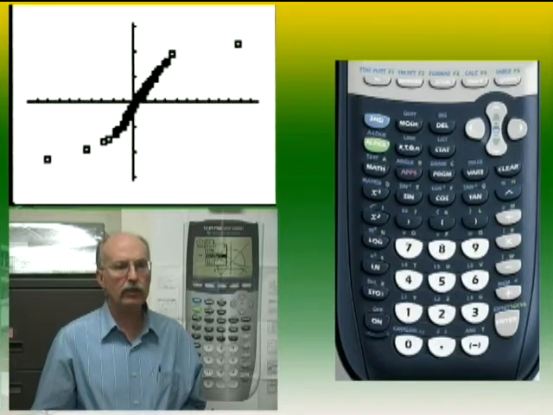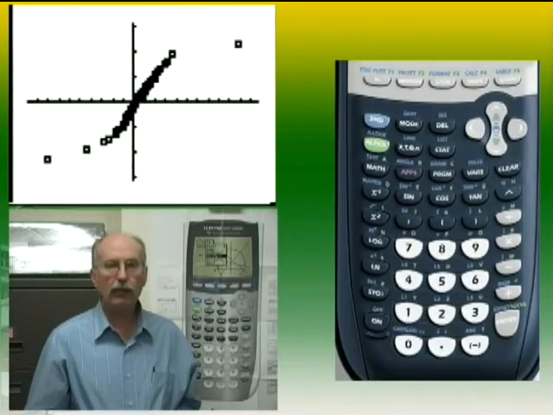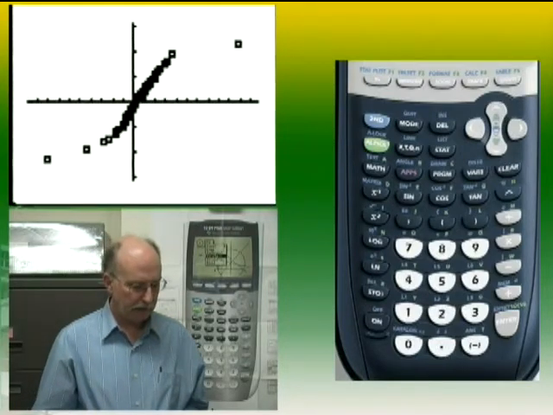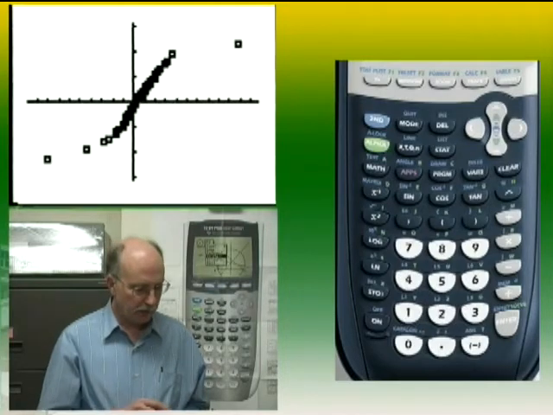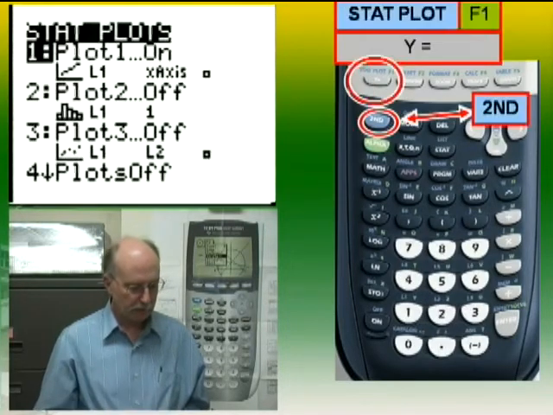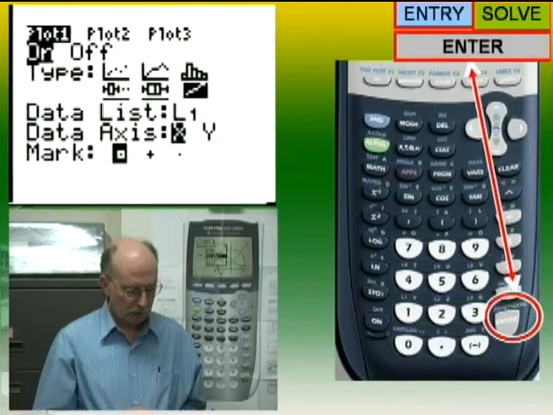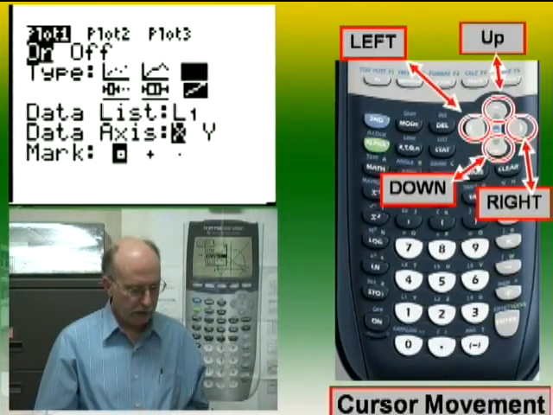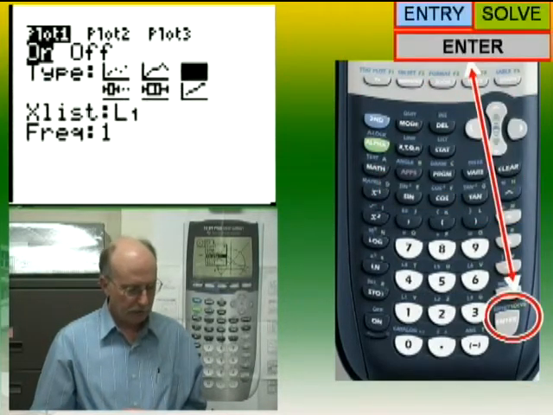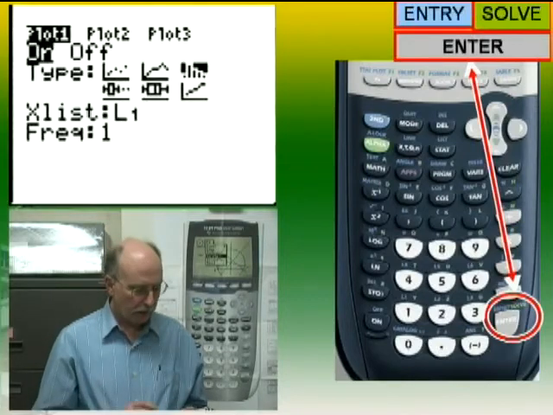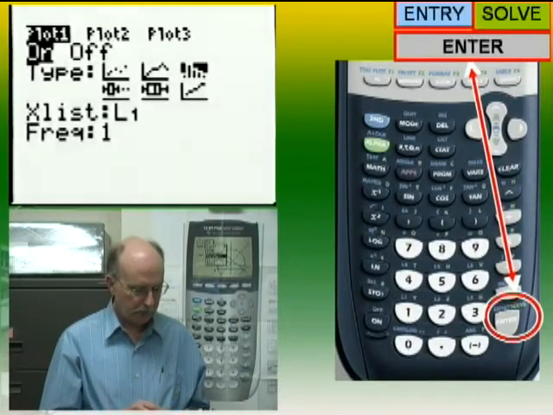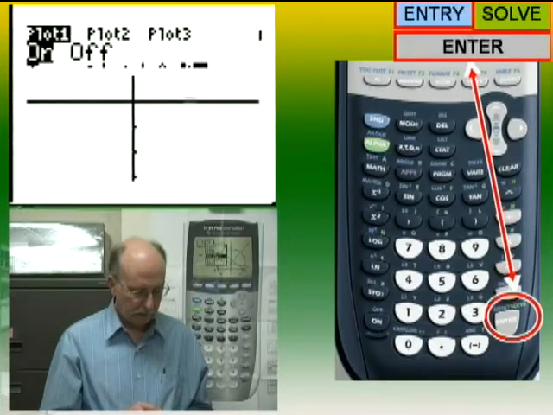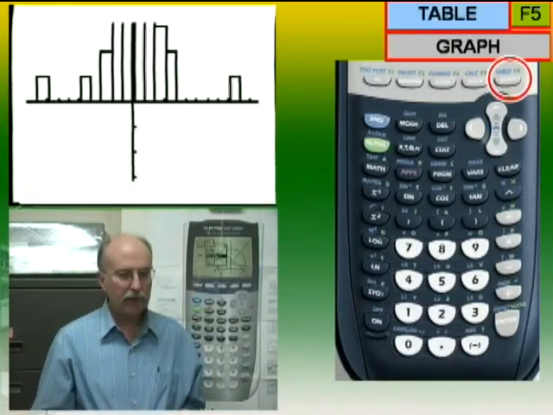Let's take a quick look and see if we can figure out. Let's go back to our probability histogram. We can do that with second stat plot. Hit enter for plot 1. We're going to scroll down and change it back to a histogram. And we'll do that graph of the histogram, just to make sure it came back right. Graph. And there it is.